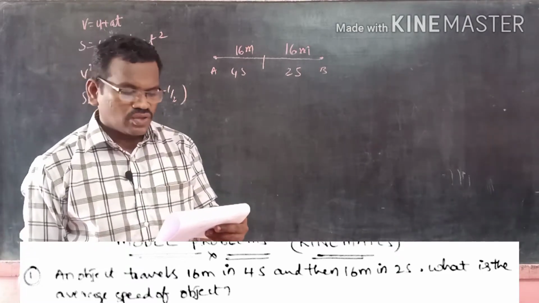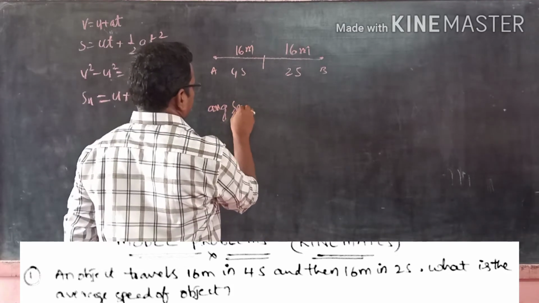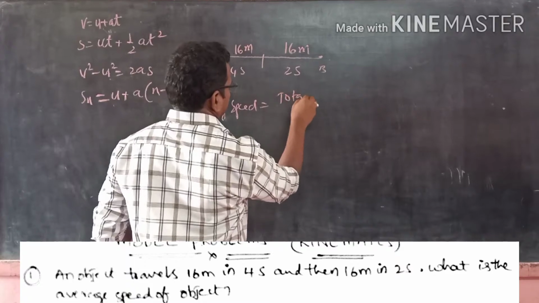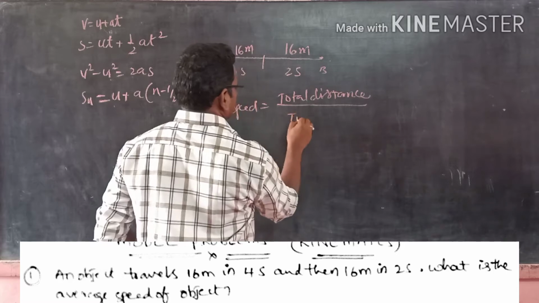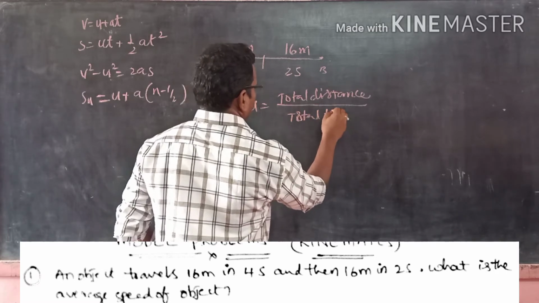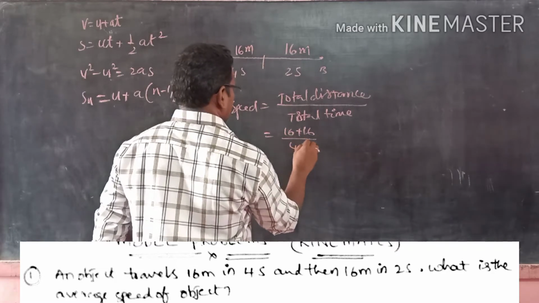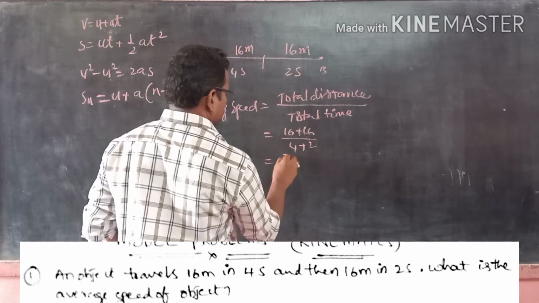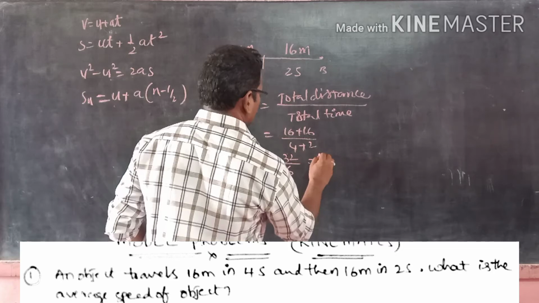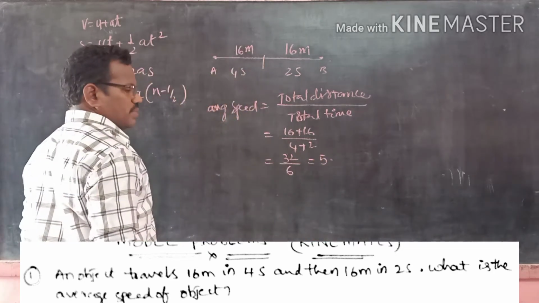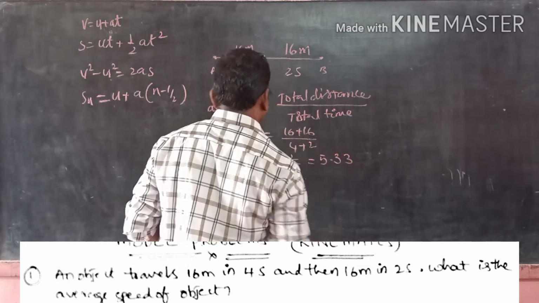Now, what should we do? What is the average speed of the object? Average speed is equal to total distance by total time. What is the total distance here? 16 plus 16 by total time 4 plus 2. That is 32 by 6. 6 5s are 30. Remaining is 2, by keeping the point, then it becomes 20. 6 3s are 18, 3 3.